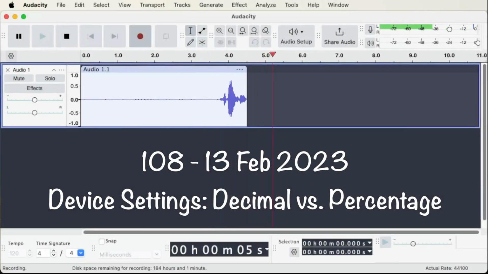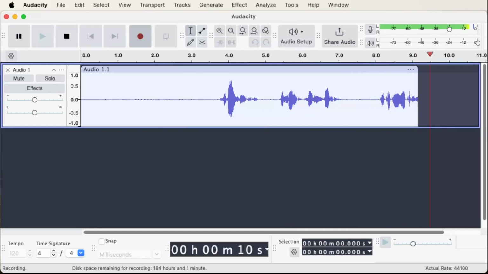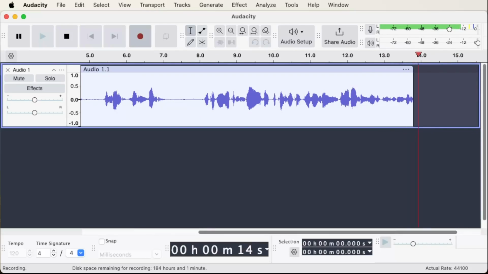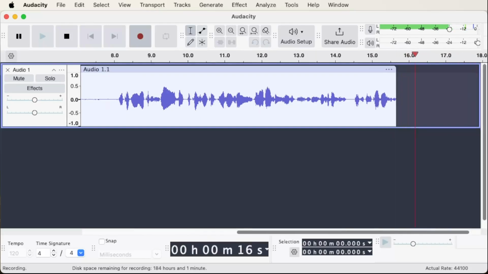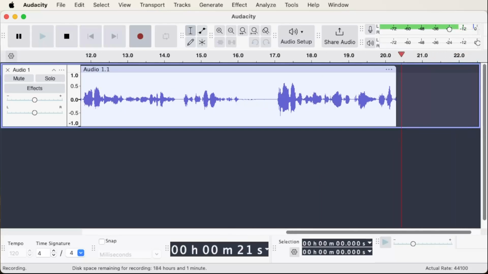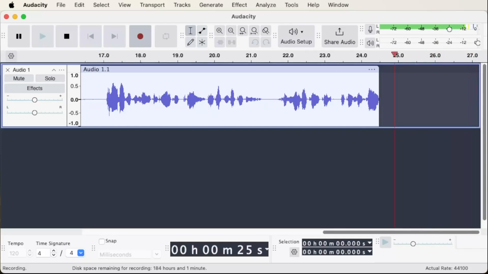Device levels, percent versus decimal. We're taking a look at a small but potentially confusing change in Audacity's interface in this edition of Stuart's Audacity Tips. I'm all about making sure we can communicate clearly when talking about tech issues. This is one of that kind of tip. It can save time and confusion.